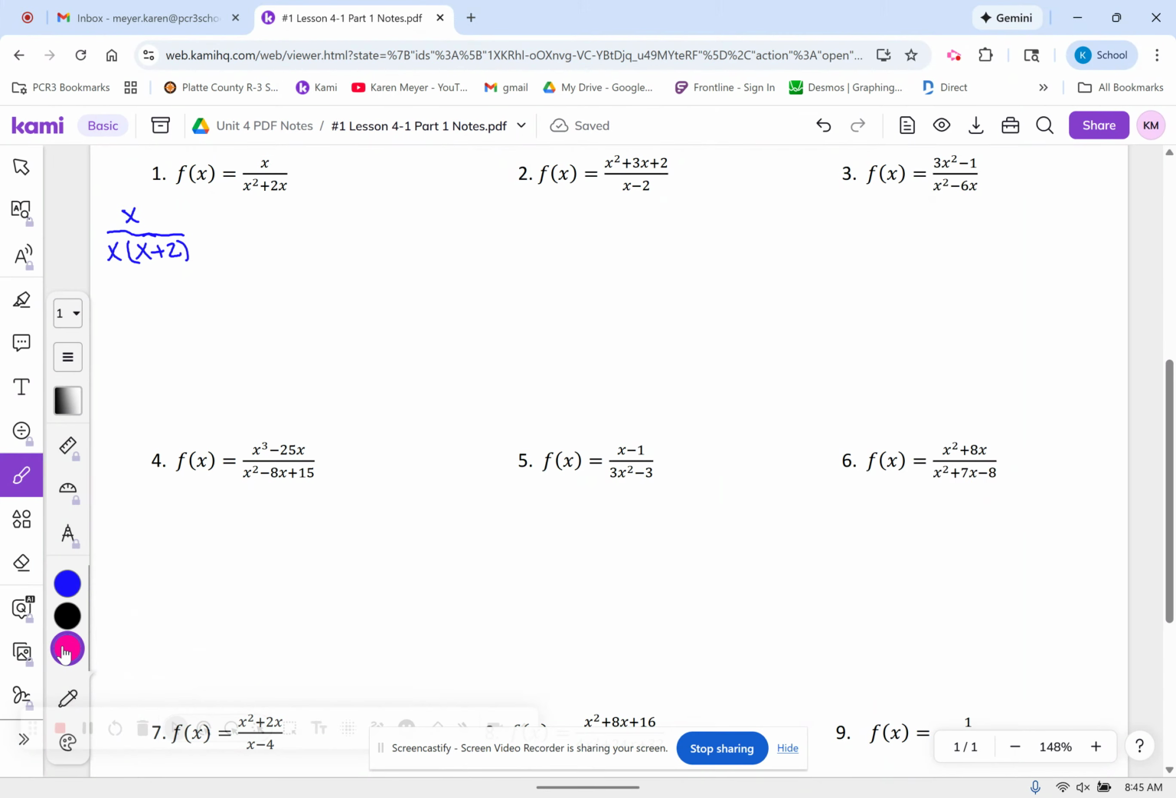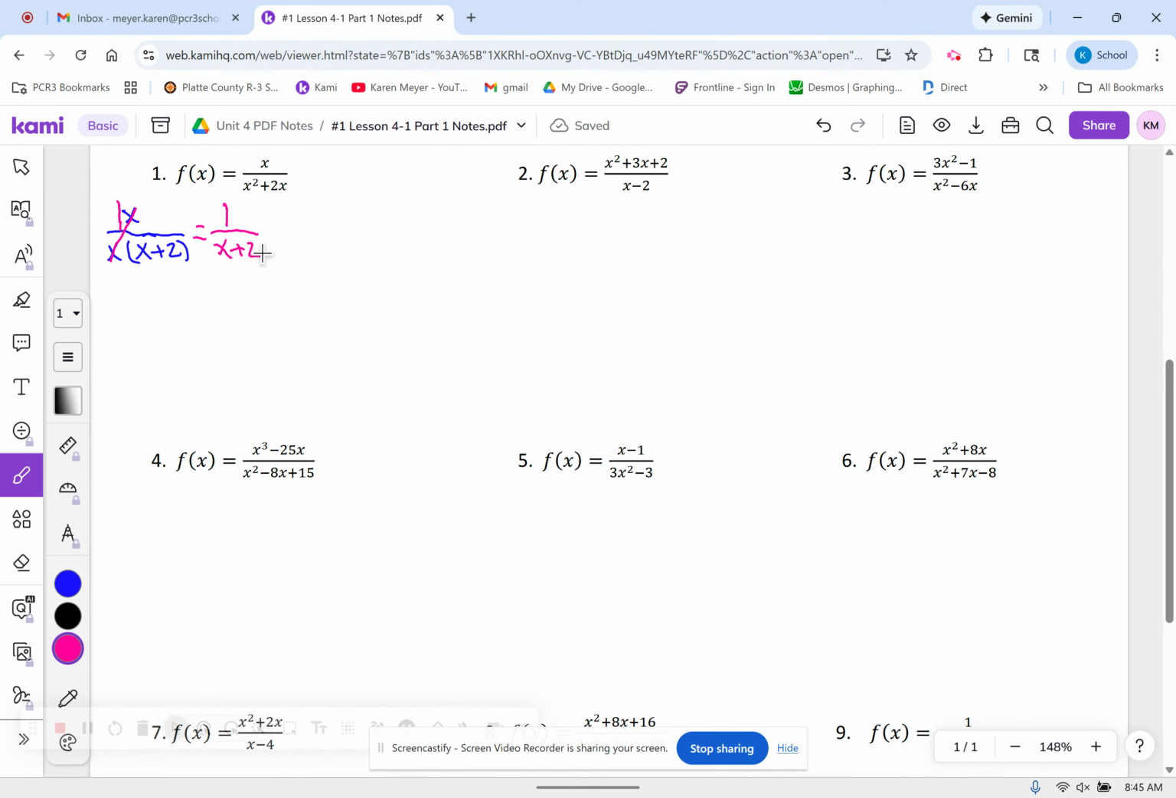Okay, and then you're going to notice, oh, look, I have an x on top, x on bottom, so they cancel. And I'm left with, now here's the tricky part. Everybody's going to be like, oh, I don't have anything on top. That's not the right answer, because even though I canceled out the x, you're still left with its coefficient, which is a 1, so you're still left with a 1 on top. And then on the bottom, you have x plus 2.